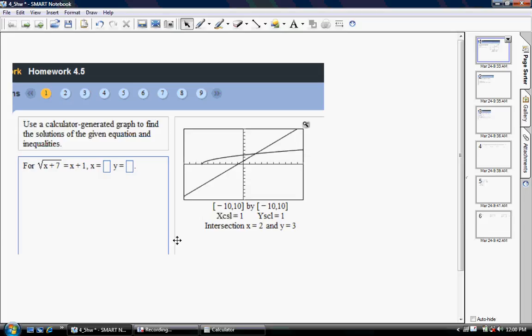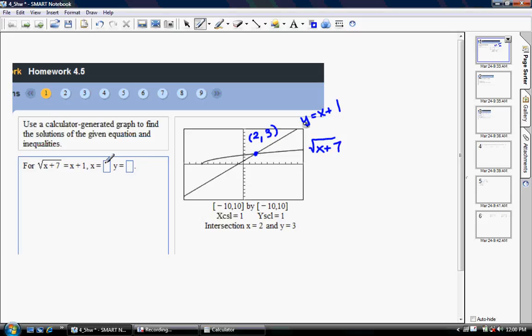So the first problem from my math lab is to use this calculator-generated graph to find the solutions of the given equation and inequalities. It is to solve the square root of x plus 7 is equal to x plus 1. Well, to do that, we would need to find the point where those two graphs intersect. You'll recognize the square root of x plus 7 to be this radical equation, and x plus 1 is a graph of the line. So whenever I'm looking at where they are equal, I find this point of intersection, which I'm actually told, which is 2, 3.